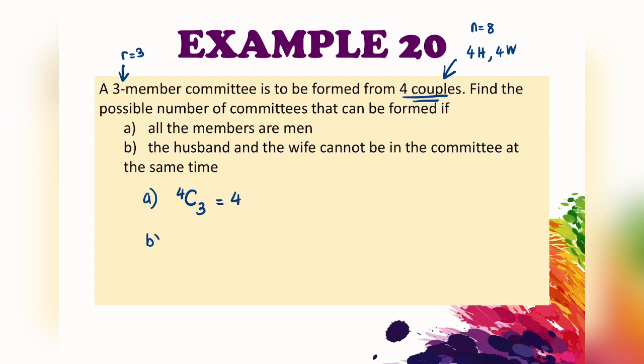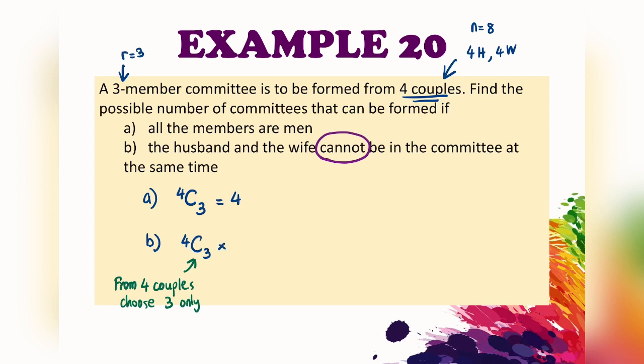Now for part B, the husband and wife cannot be in the committee at the same time. So let's say if the husband is already in a committee, the wife cannot be a member of the committee as well. What I'm going to do is, from 4 couples, we choose 3 couples first. And then from those 3 couples, we are going to choose 1 person from each. So here, we are going to start with 4C3.